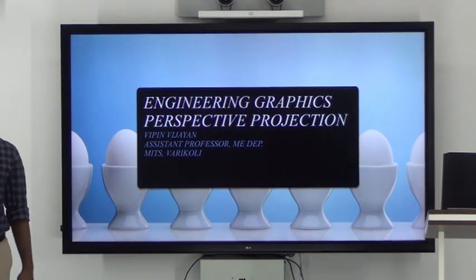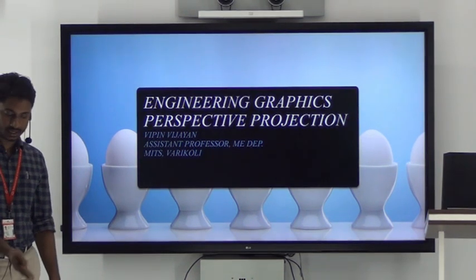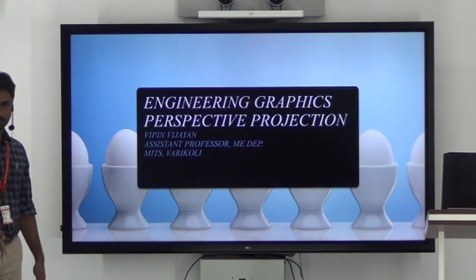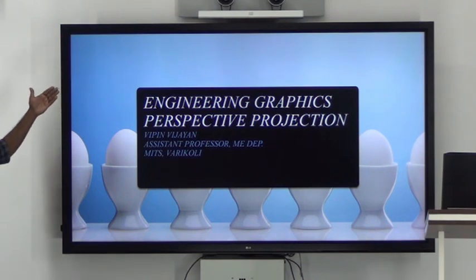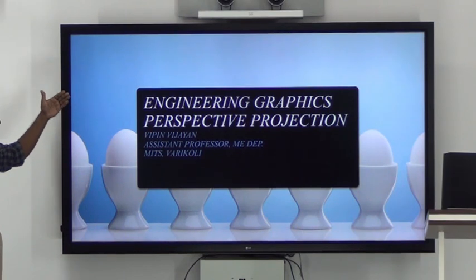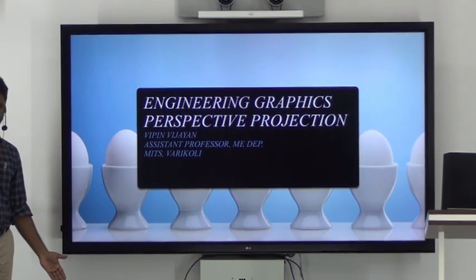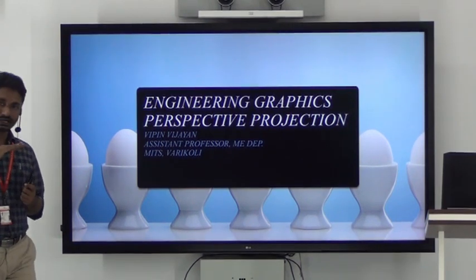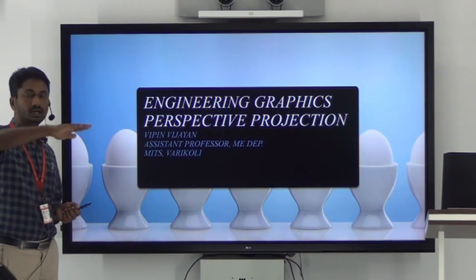So these are some of the basic terms which we are using in the problems. First one, ground plane. Ground plane means it is a horizontal plane on which the object is assumed to be located. Now the second one is picture plane. Picture plane means it is a plane on which the image of the object is formed and that plane is perpendicular to the ground plane. Then we are having the auxiliary ground plane. Auxiliary ground plane means any plane which is parallel to the ground plane.